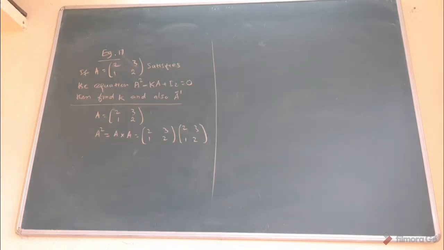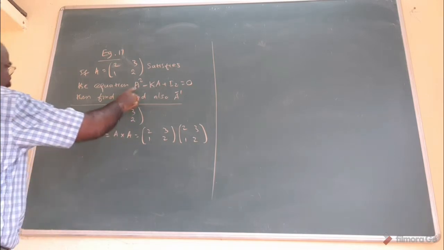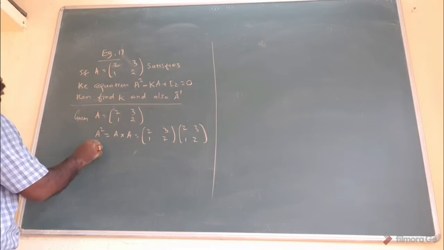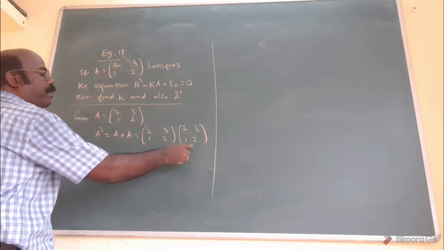Now, example 17th question. A equal to 2, 3, 1, 2, satisfies the equation A square minus KA plus I2 equal to 0. Then find the value of K. Also find the A inverse. The question is only A square. That's why A is given. A square means A into A. Right? A matrix, A matrix.